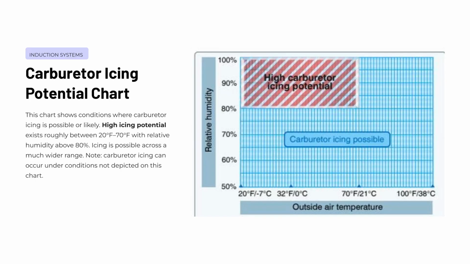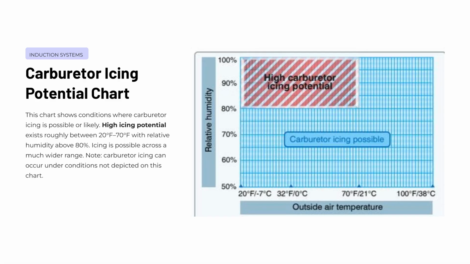One of the most important tools for recognizing carburetor icing risk is the carburetor icing potential chart. This chart maps out combinations of outside air temperature and relative humidity that create favorable conditions for ice to form inside the carburetor. The highest risk zone falls roughly between 20 and 70 degrees Fahrenheit when relative humidity is above 80%. Within this range, icing is not just possible, it is likely, and pilots should apply carburetor heat proactively rather than waiting for symptoms to appear. However, icing is possible across a much wider range of conditions than the high-risk zone alone, so you should never assume you're safe simply because conditions fall outside that core area.